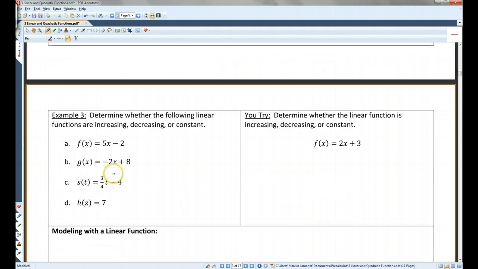Okay, so for example, decide whether the following linear functions are increasing, decreasing, or constant. Alright, this one, positive slope. So it's increasing. This one, negative slope. So it's decreasing. This one, it's a fraction, but it's positive. So it's increasing. This one, there is no variable. This is like saying 0z + 7, because all you have is the 7. This 0 indicates that it is constant. I'll let you do this one.